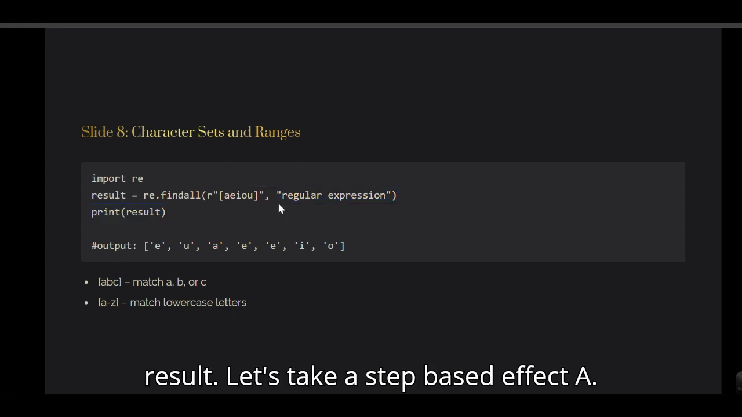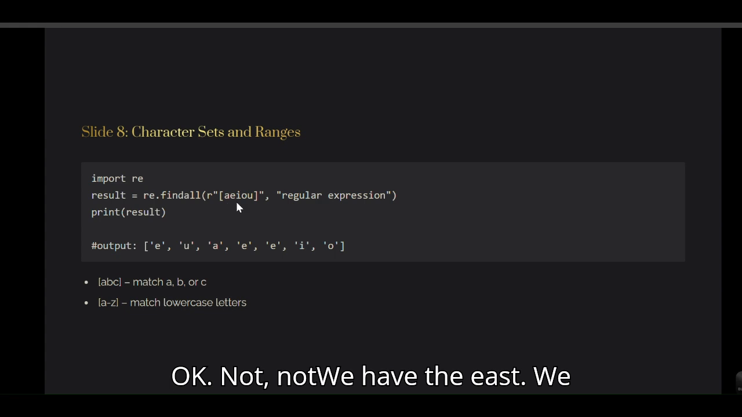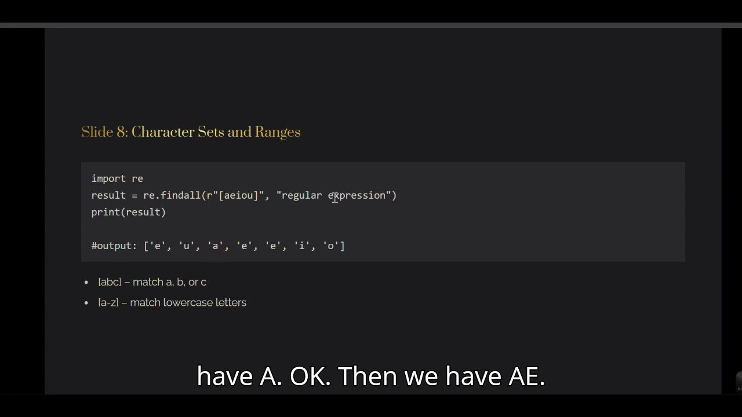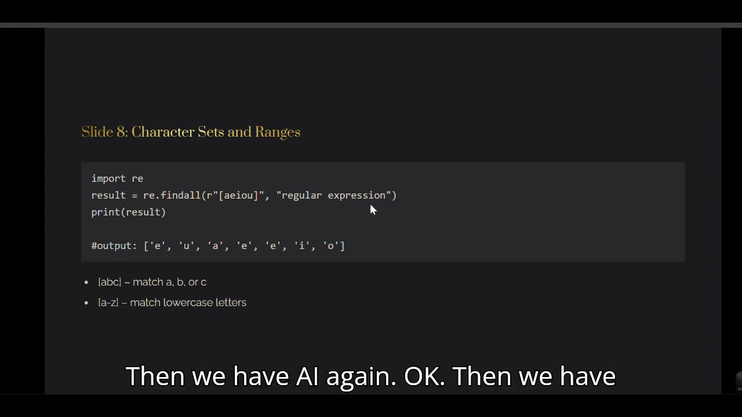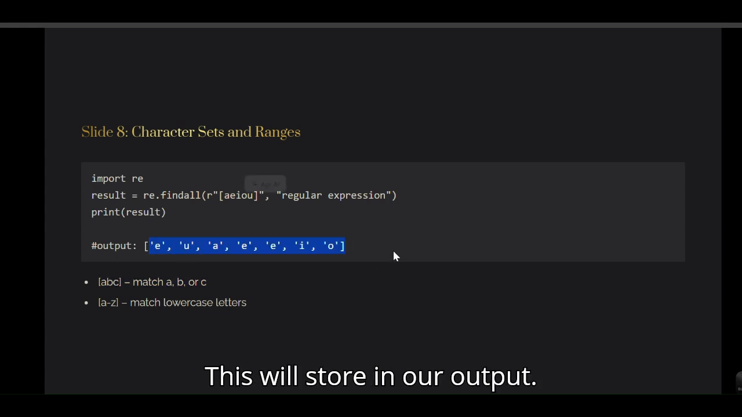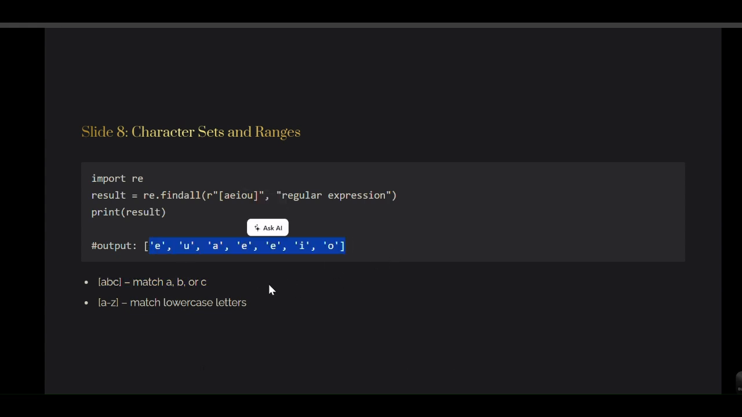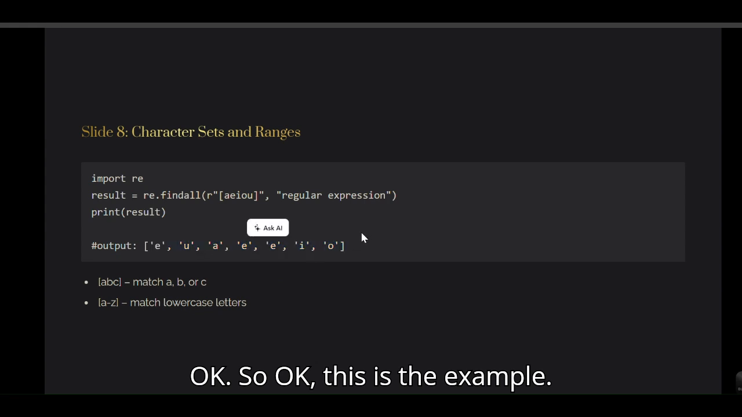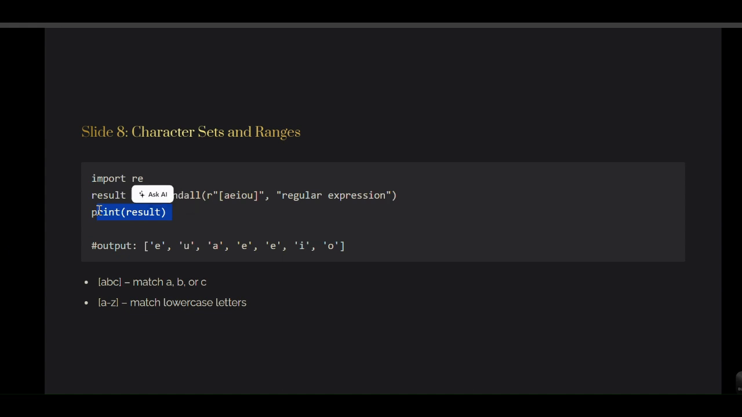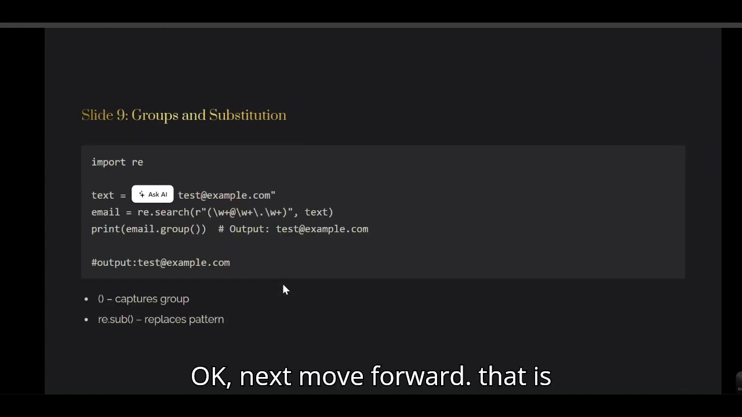Let's take it step by step: first we have an a, then we have an e and we store e. Then we have a u, then an a, then an e, then an e again, then an i, then an o. So these are all our vowels, and they are stored in our output. Okay, this is the example and this is the output of that set. Next, let's move forward.